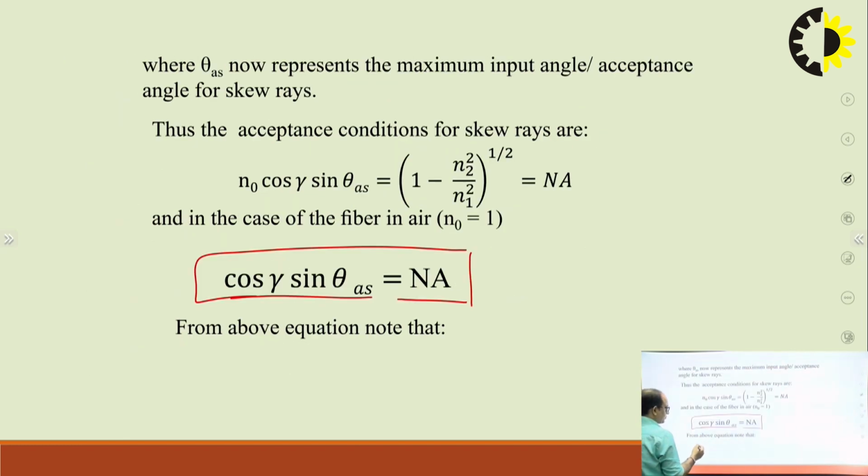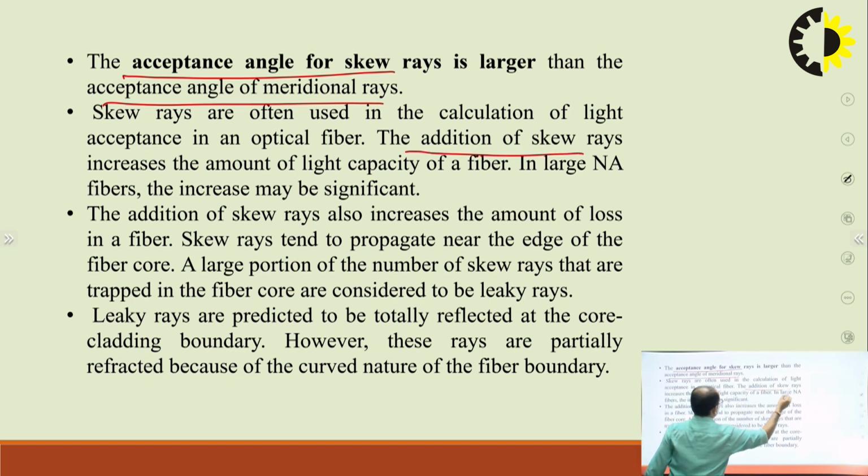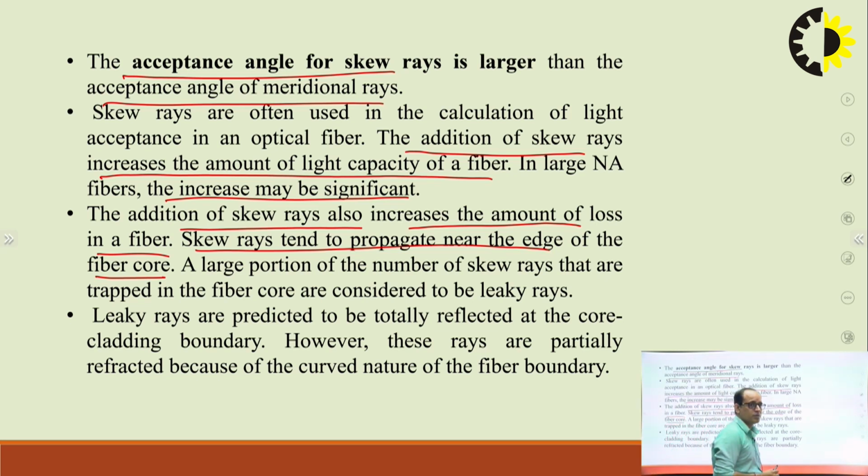the acceptance angle for the skew ray is larger as compared to the acceptance angle for the meridional rays, and the addition of skew rays increases the amount of light capacity of a fiber. So in large numerical aperture the increase may be significant. Skew rays tend to propagate near the edge of the fiber core, and this addition of skew rays increases the amount of loss in the fiber. I have already told you it travels a further distance as compared to the meridional ray, so the amount of loss will be more for the skew ray.